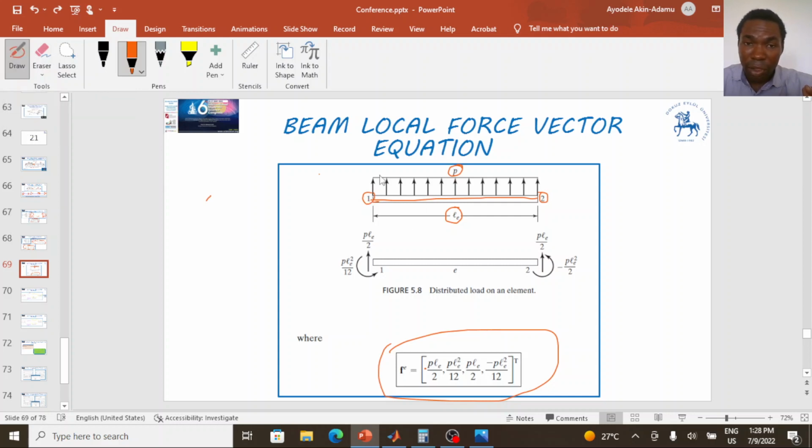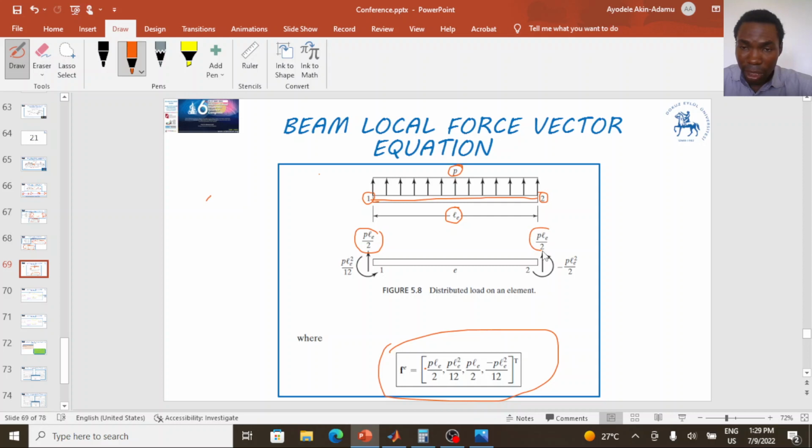For this finite element, we have a uniformly distributed load pointing upward. So we need to convert this uniformly distributed load into an effective nodal load. To resolve the load into effective nodal load, each nodal load will have two forces: a vertical force and a moment. So for this uniformly distributed load P, the effective vertical load will be PLE divided by 2, where LE is the length of the finite element.